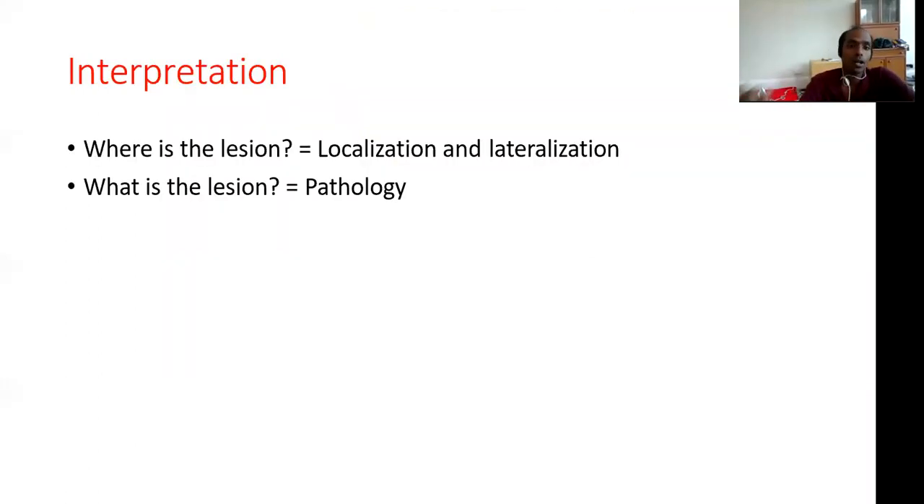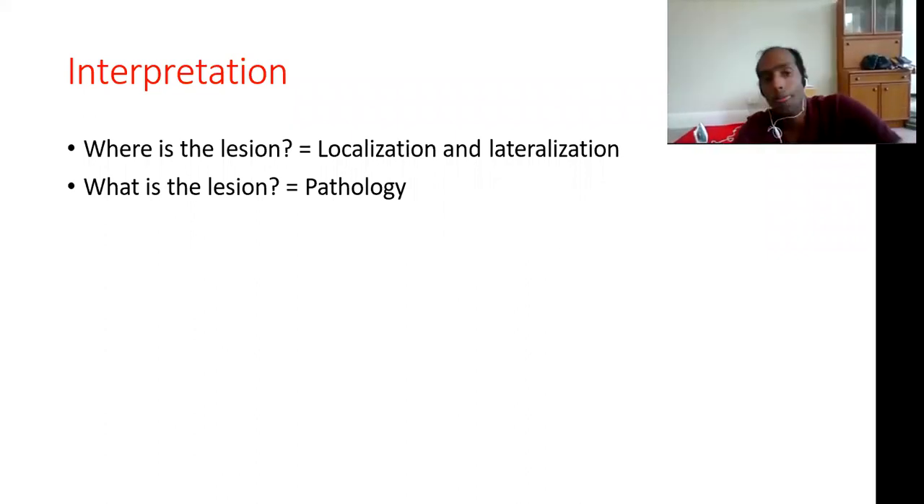Okay, now we come to the important part. And this is new to you, so be careful and listen very carefully to this. Now, when you talk about interpretation of physical signs in neurology, in your neurology module, which is fantastically done by the way, you would have obviously been taught about how to interpret neurological lesions.